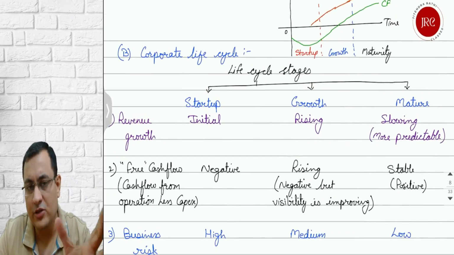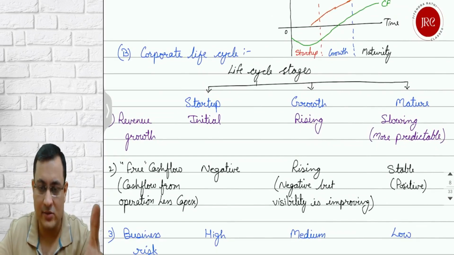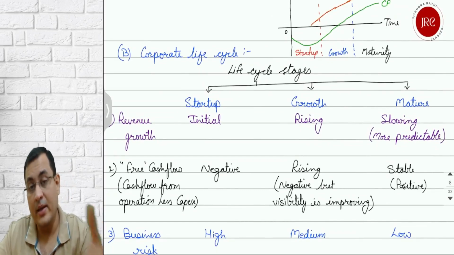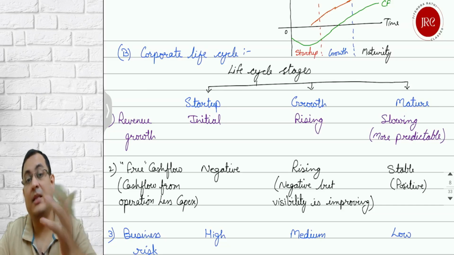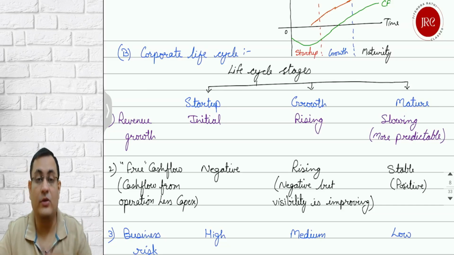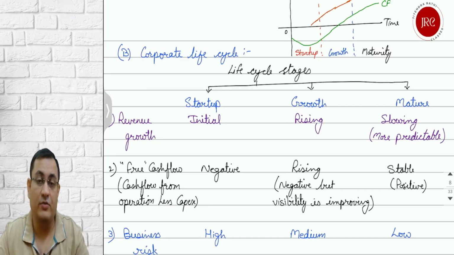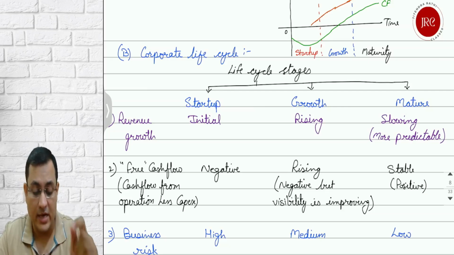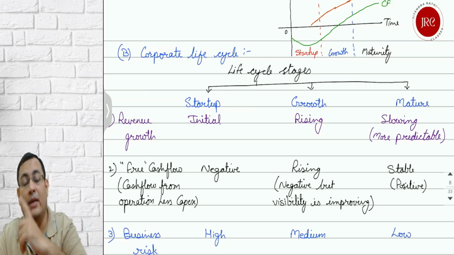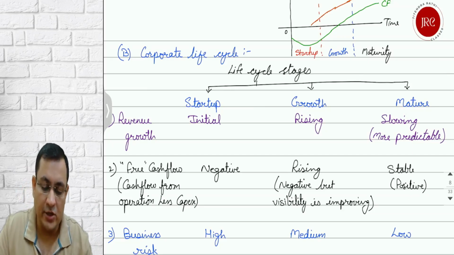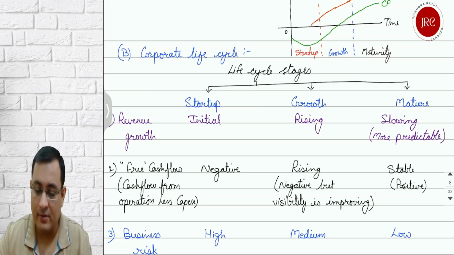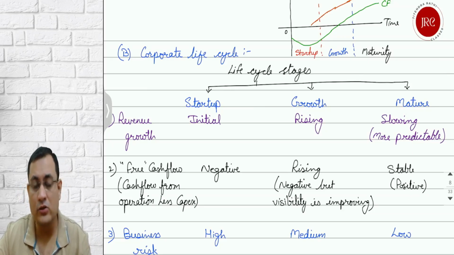So they may give you features and ask you to identify the phase, or they may give you the name of the phase and ask what is the situation of a particular item, such as revenue or free cash flow. Free cash flow, we already know, means your cash flow from ops less your capital expenditure, capex. So initial stage: revenue growth is at a very initial phase.